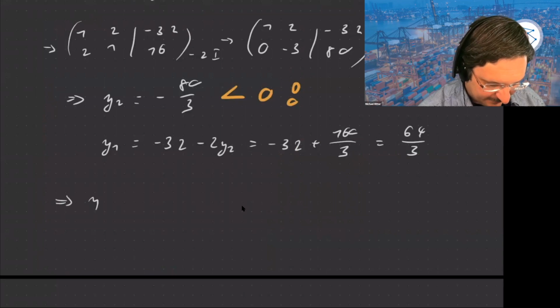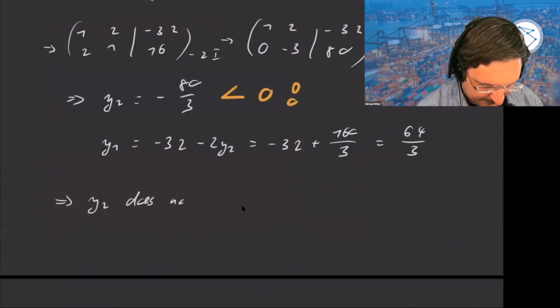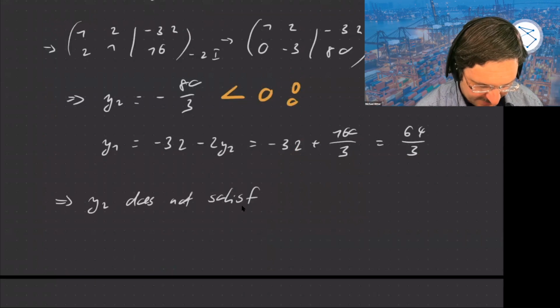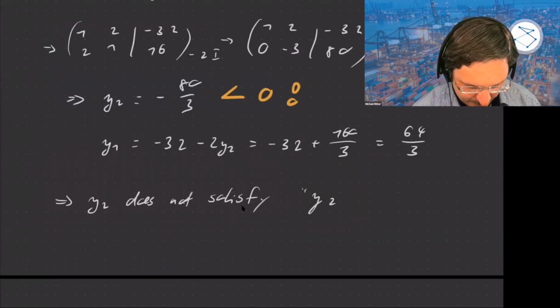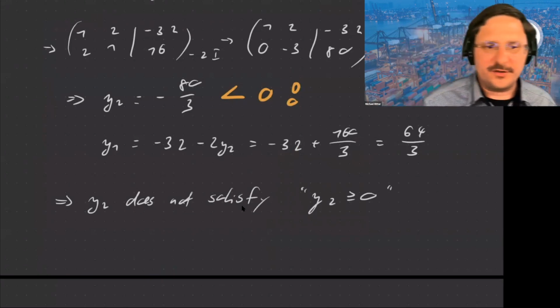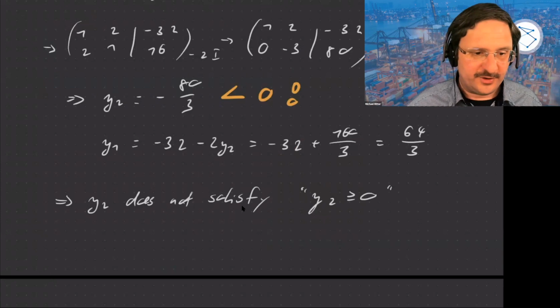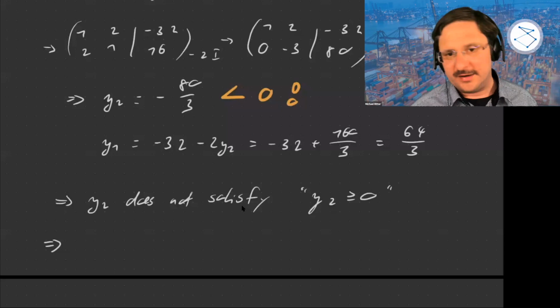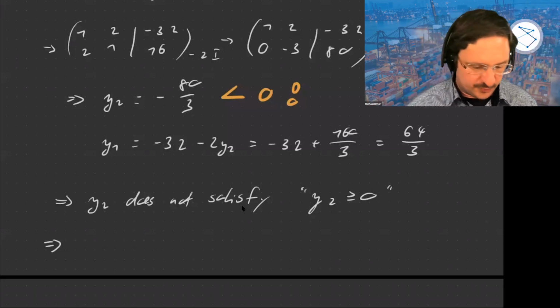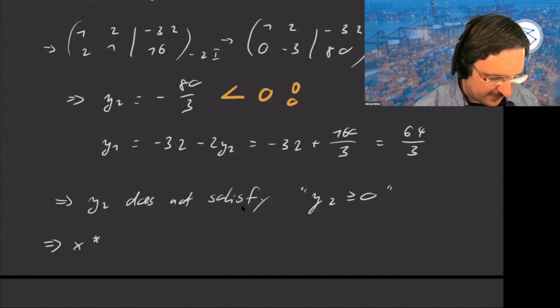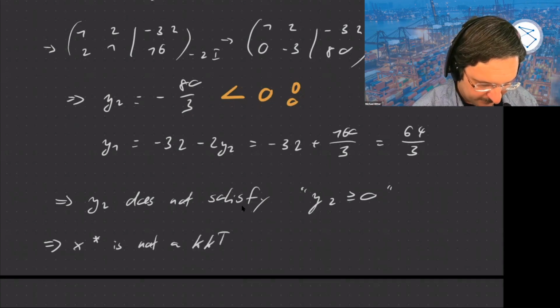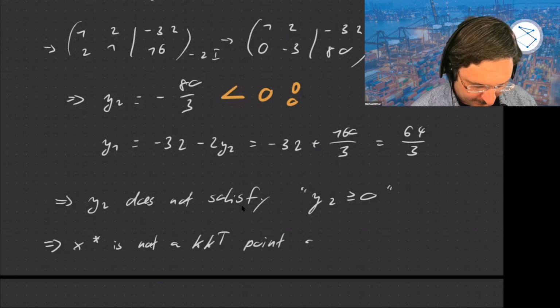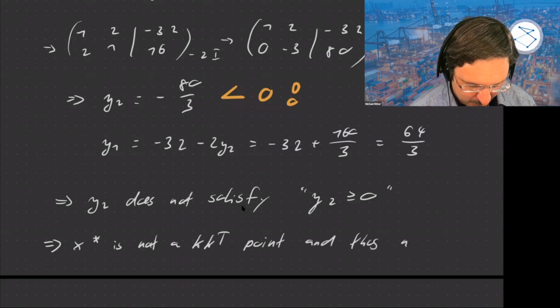And that means y2 does not satisfy the constraint y2 is greater or equal to 0. But there is no other solution that fulfills the other constraints, the equality constraints. And that means there are no suitable multipliers such that x together with those multipliers is a KKT point. And that can only mean x star is not a KKT point, and thus not optimal.